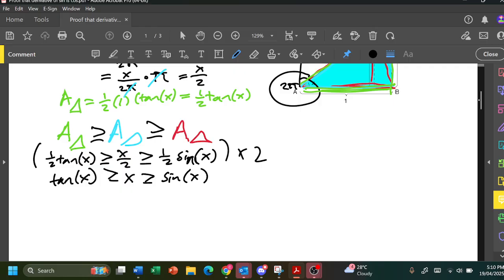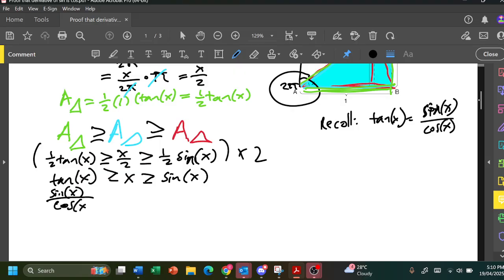We can also recall, I'll do this over here, that tan of x is equal to sine x over cosine x. That comes from opposite over adjacent. This is just one of the trig identities that we know from last year. So we have tan of x is equal to sine of x over cosine of x, and we can just go ahead and replace that in this expression over here. Sine of x over cosine of x is greater than or equal to x, which is greater than or equal to sine of x.